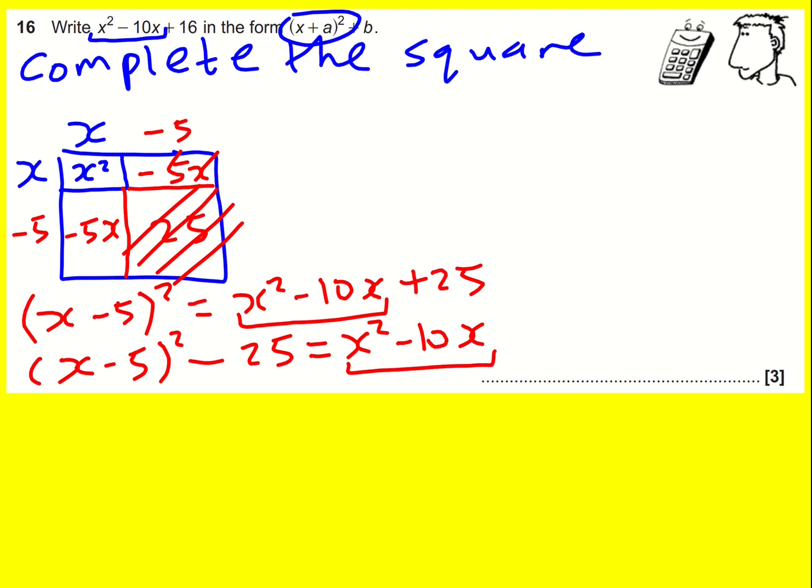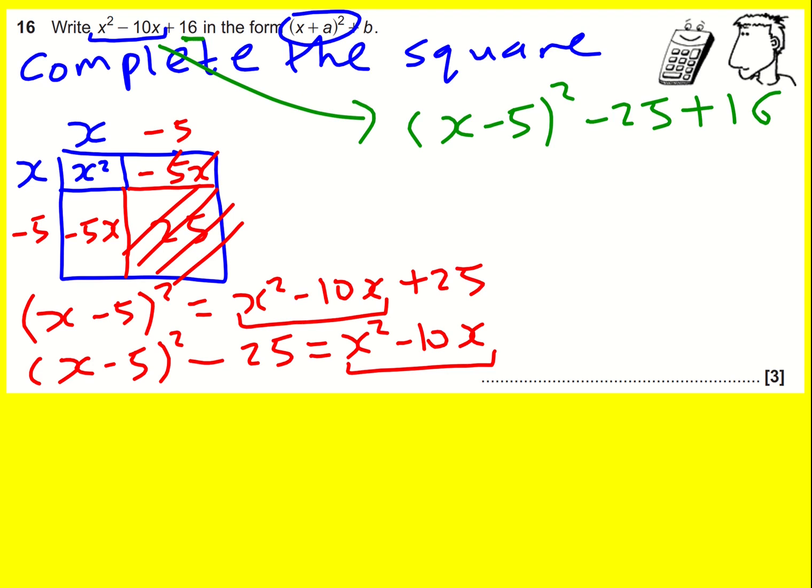We're nearly done now. If we return to the original thing, then I've got that it's going to be x minus 5 squared minus 25 plus 16. I'm now bringing back my 16 into this, and that's going to give me as my answer x minus 5 squared, and then I'm going to get minus 9. Now we could check our answer by multiplying it all back out. It will work. I hope that makes sense.